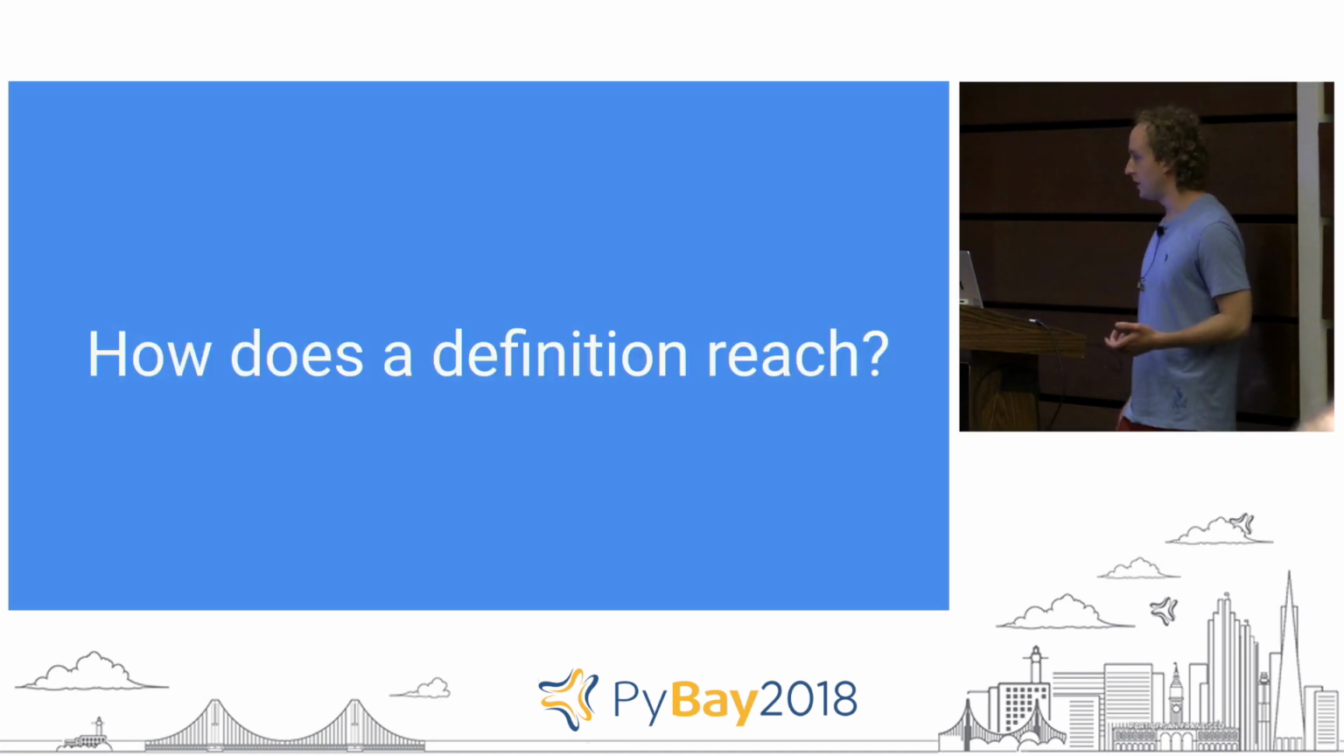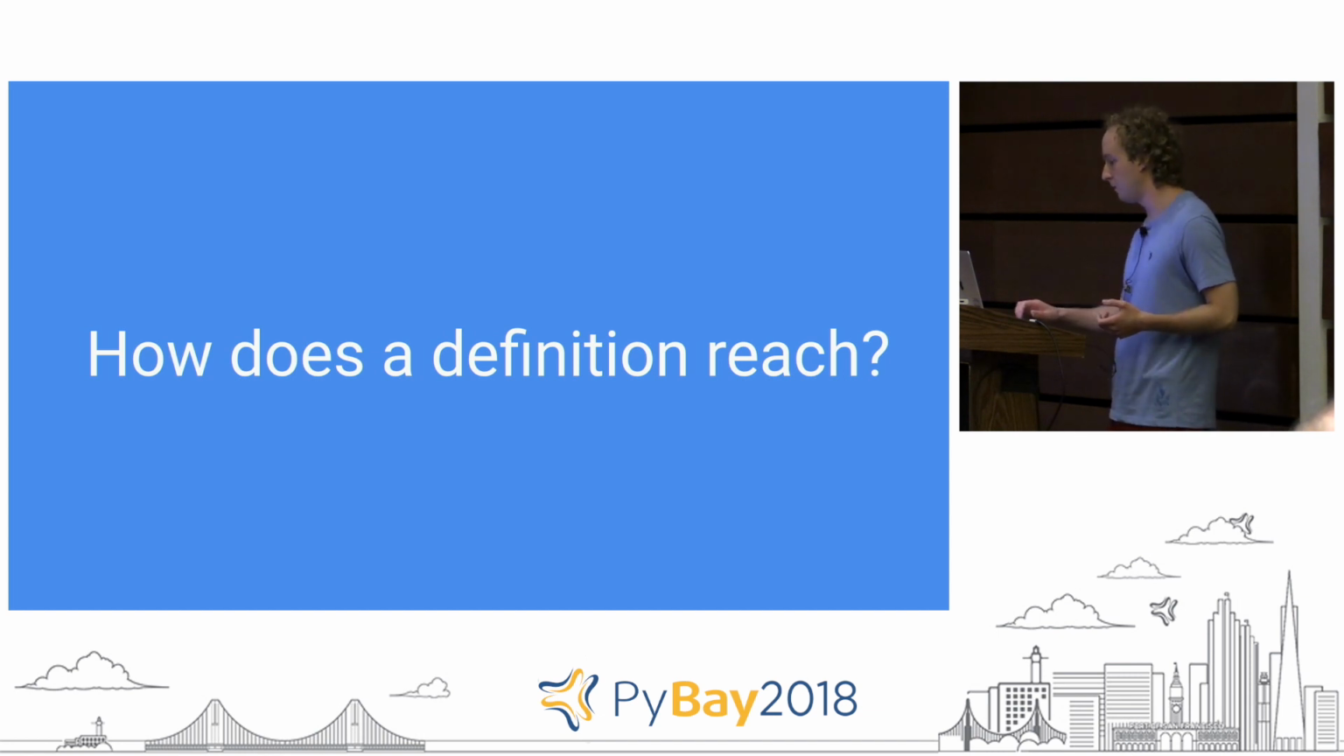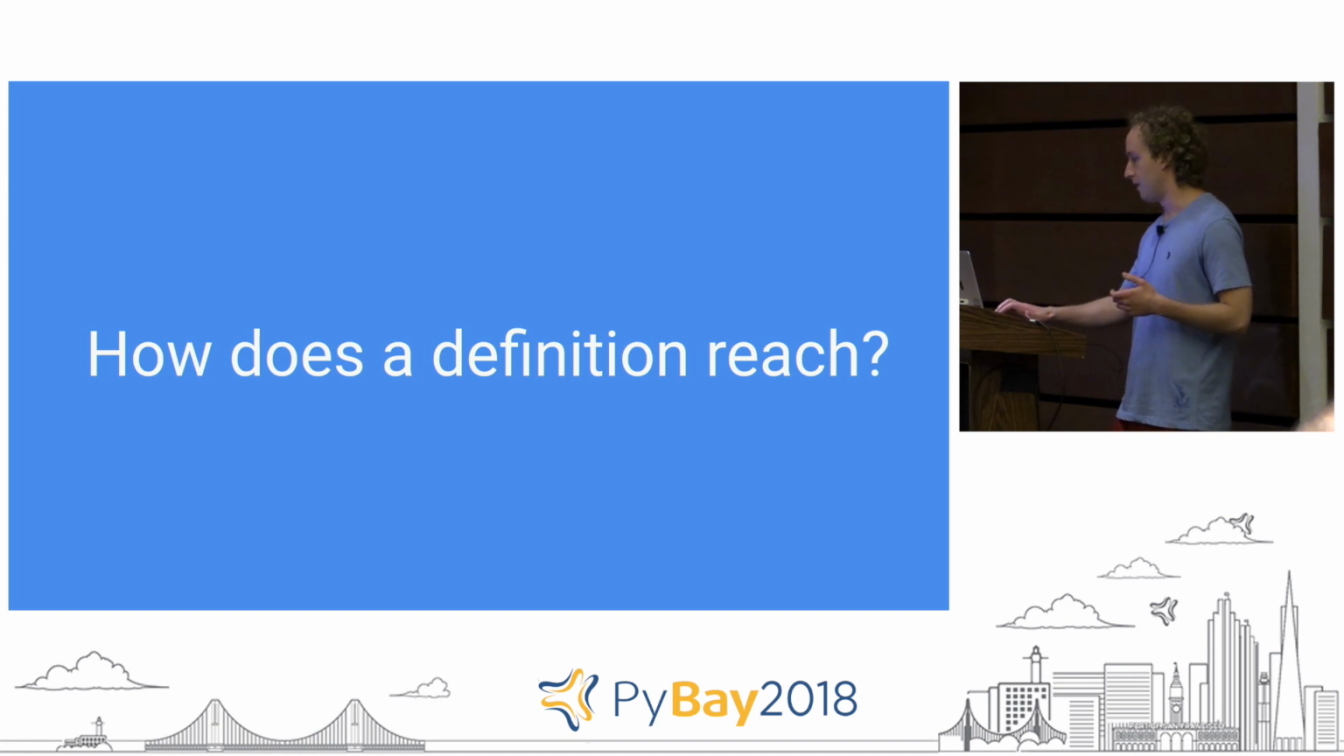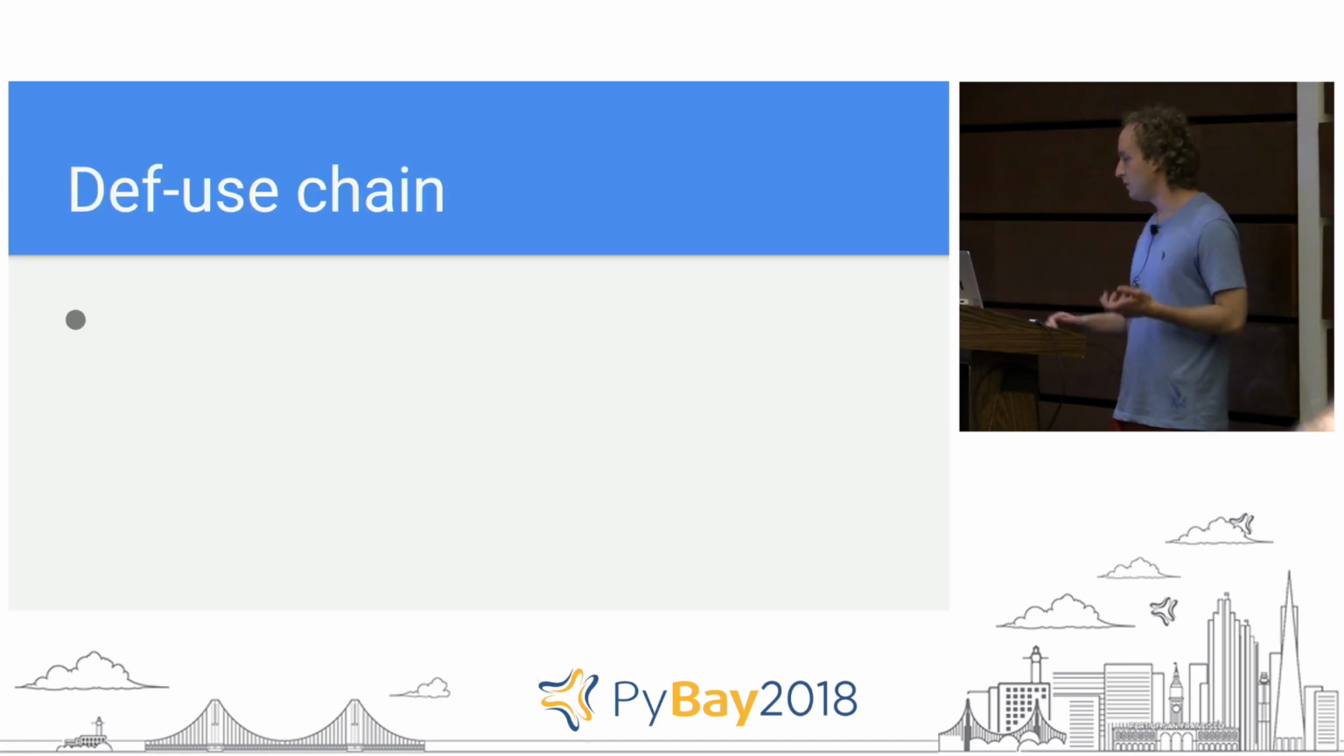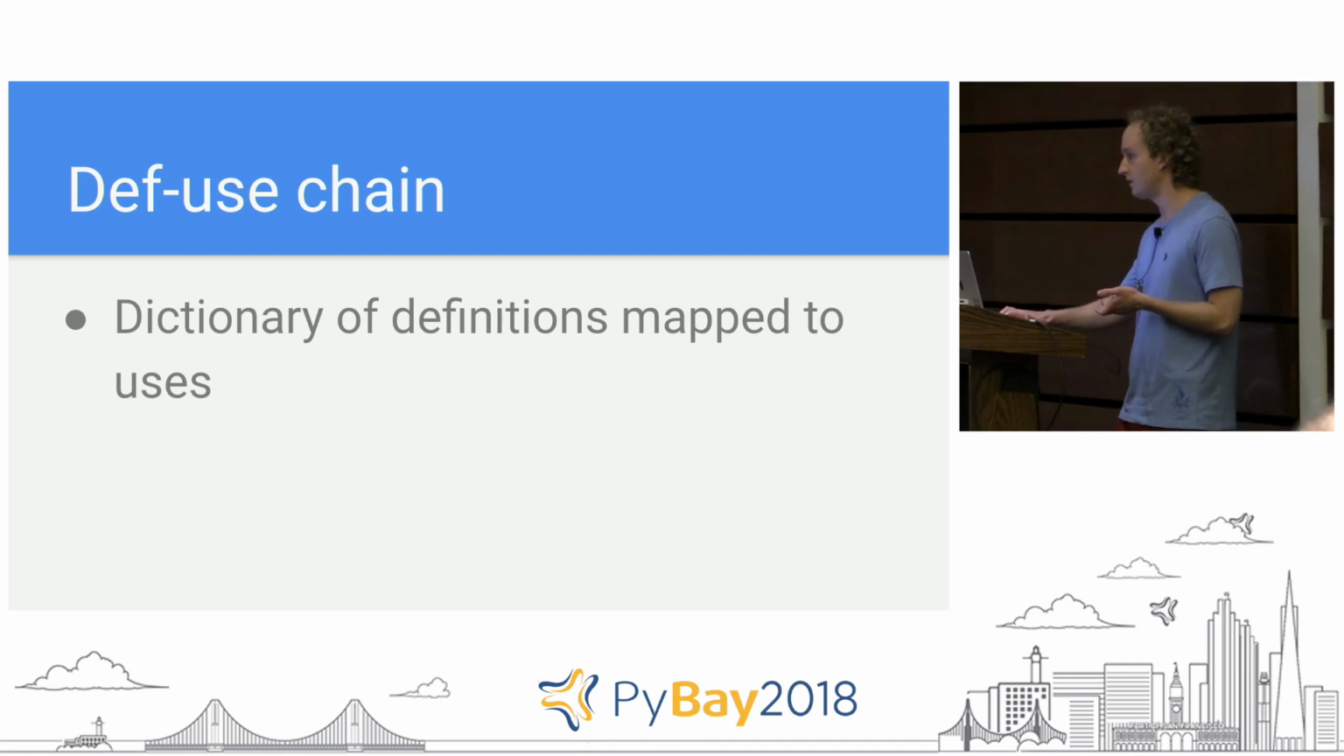And so reaching definitions tells us that a source reaches a sink, but it doesn't tell us how, which can be important for false positive reduction. And so we use something called a def-use chain, which is just a succinct way of saying a dictionary with definitions mapped to their uses.